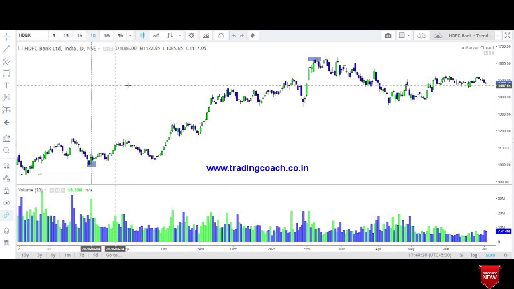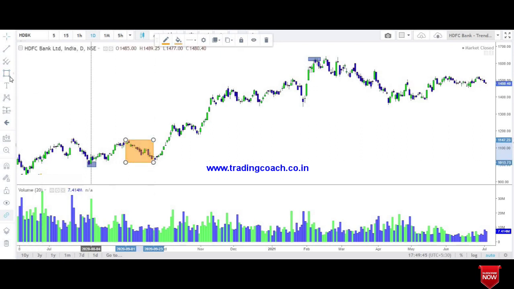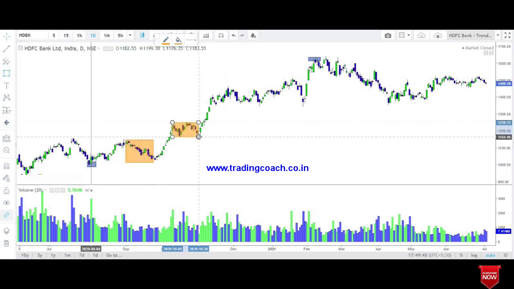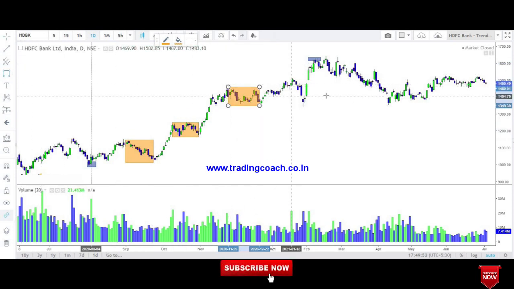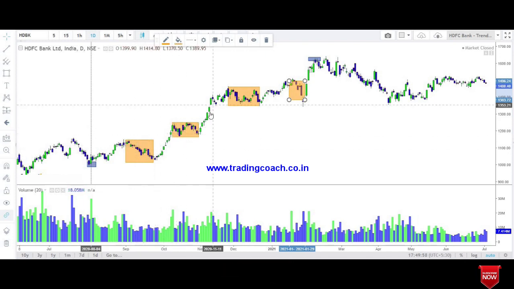So right now I'm looking at the one day chart of HDFC Bank. Just like SBI, you can see that HDFC Bank is making consistent higher highs. We can see a very good uptrend here, and within the uptrend we had a lot of pullbacks. Multiple times the prices gave pullbacks. Right after each pullback, right after each retracement, we saw a very good upside swing, right?